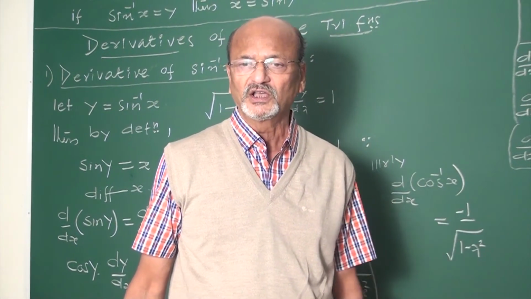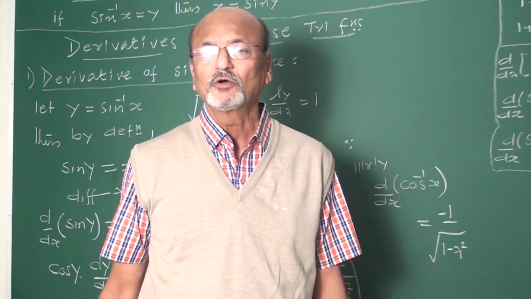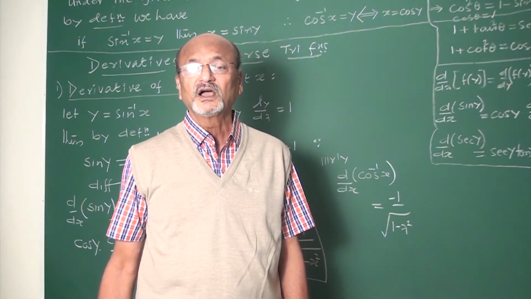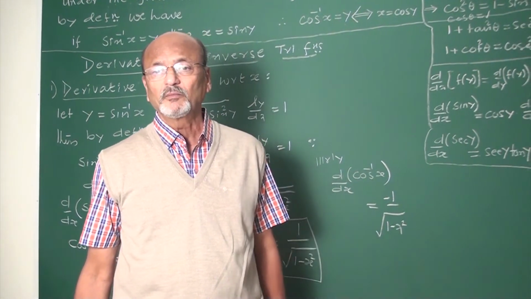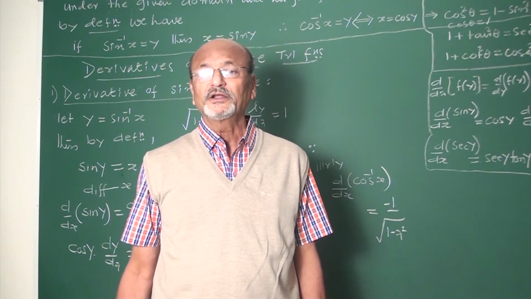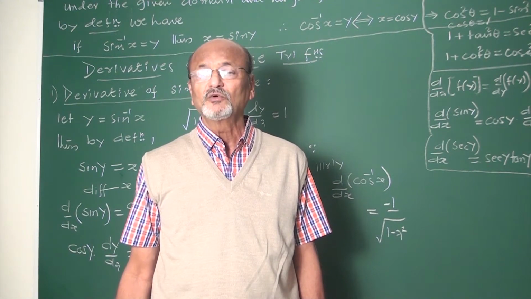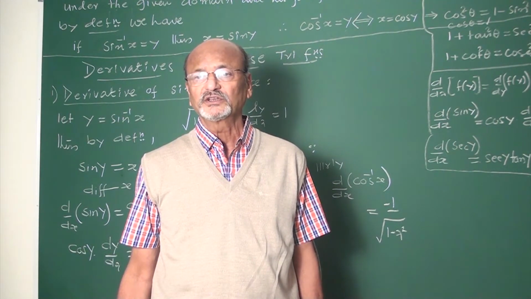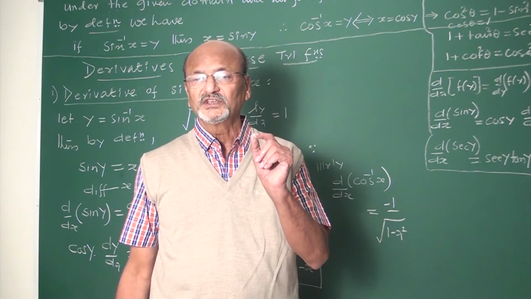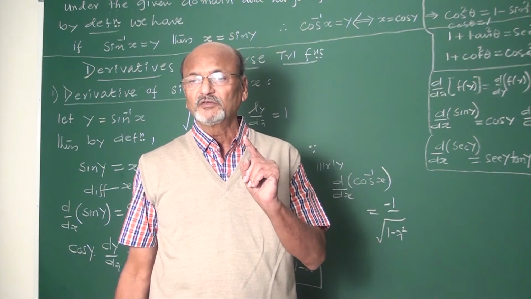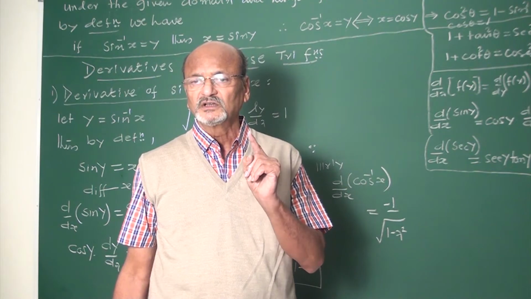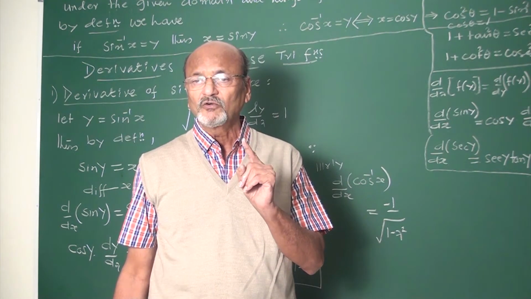As you know, the derivatives of the trigonometric functions that start with letter C have a negative sign. For example, the derivative of cos x is minus sin x, the derivative of cot x is minus cosec square x, and the derivative of cosec x is minus cosec x cot x. Therefore, the same thing: derivatives of trigonometric functions that start with letter C have a negative sign.